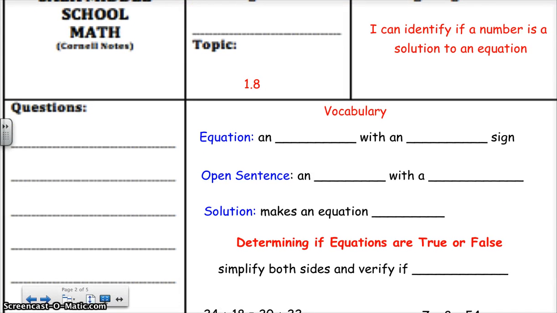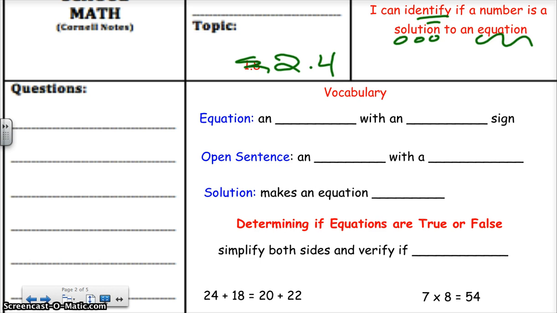On to section 2.4. We are going to identify if a number is a solution to some equation. So you need to know those vocab words. An equation is an expression with an equal sign. I think of the root word equal, okay? So it's an expression with an equal sign, and I am going to be unprofessional and just put the equal sign there.